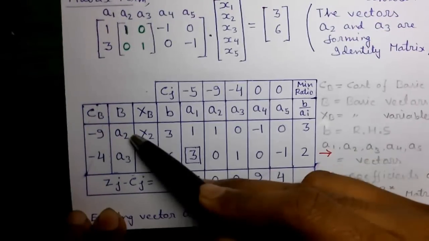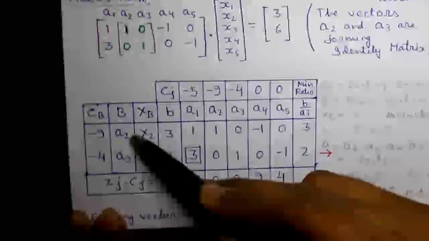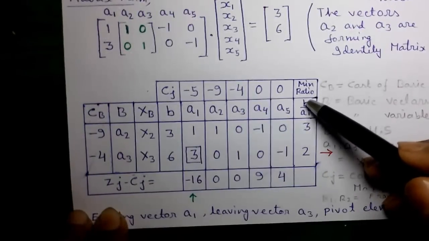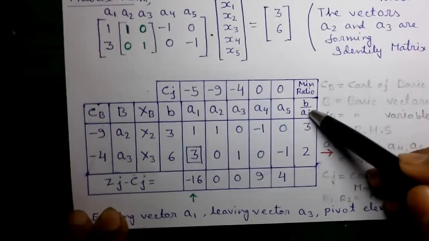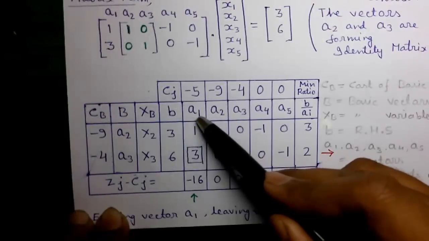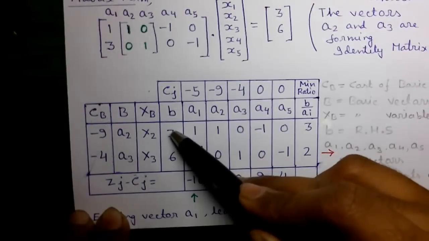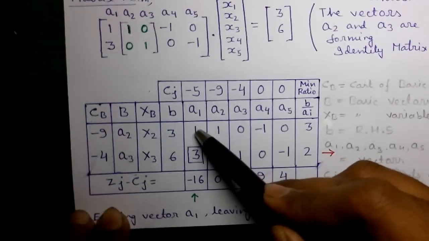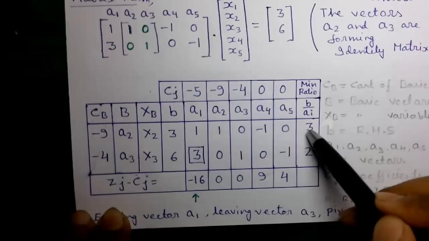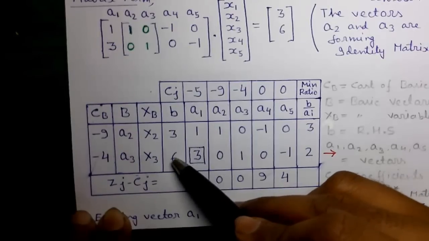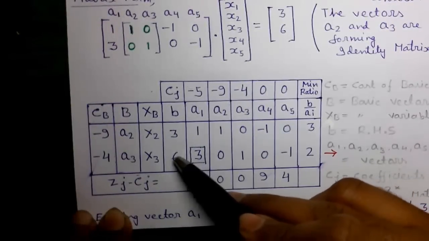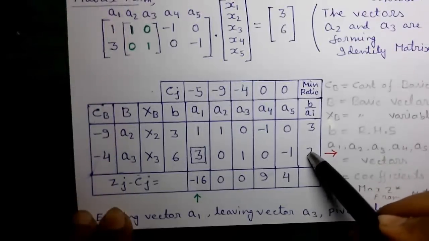Next we have to find the exiting vector, the vector which will be replaced by A1. For that we calculate the min ratio, which is given by B divided by Ai, where Ai equals A1. So the B values will be divided by all the numbers in the A1 column. 3 divided by 1 is 3, written here. Next the B value 6 divided by the A1 value 3. So 6 divided by 3 is 2.